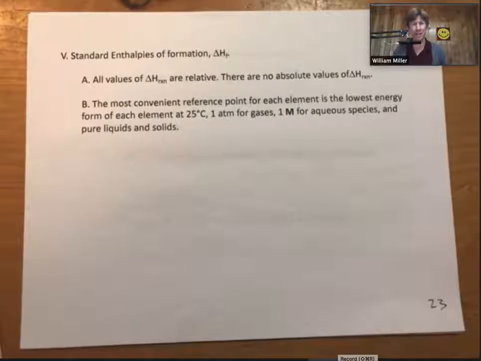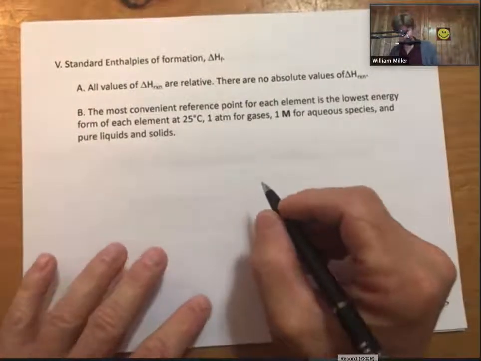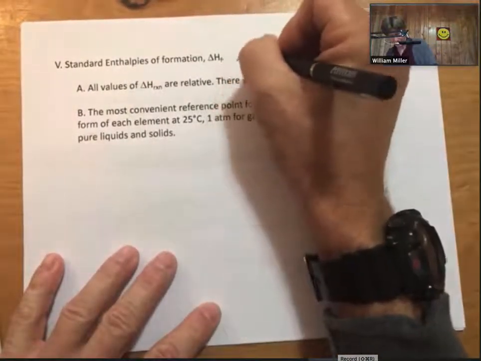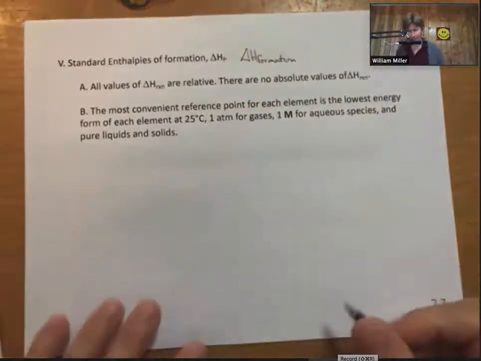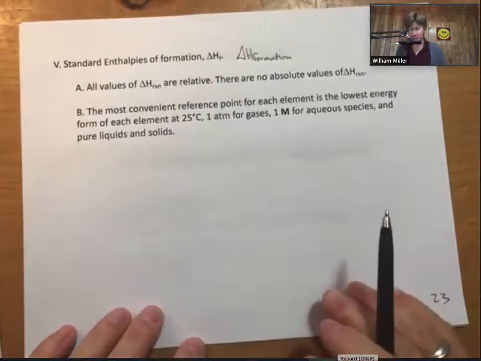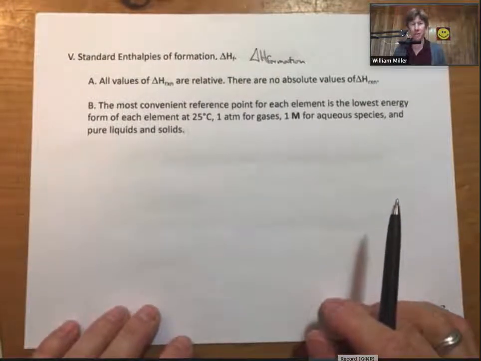Before I tell you how to find delta H reaction, I just want to tell you what delta HFs are. They are delta H of formations. And all values of delta H reaction are relative. There are no absolute values of delta H reaction.